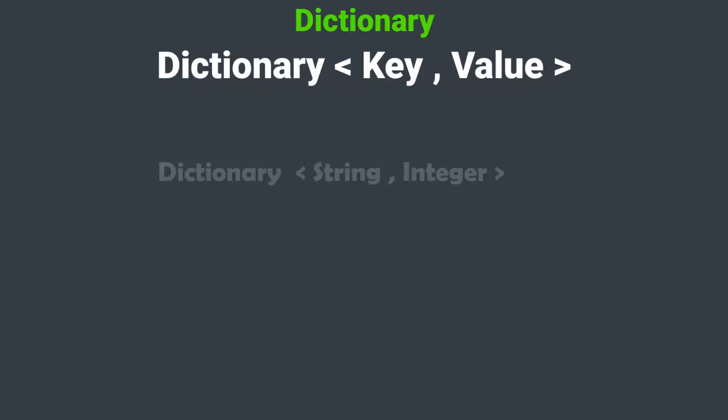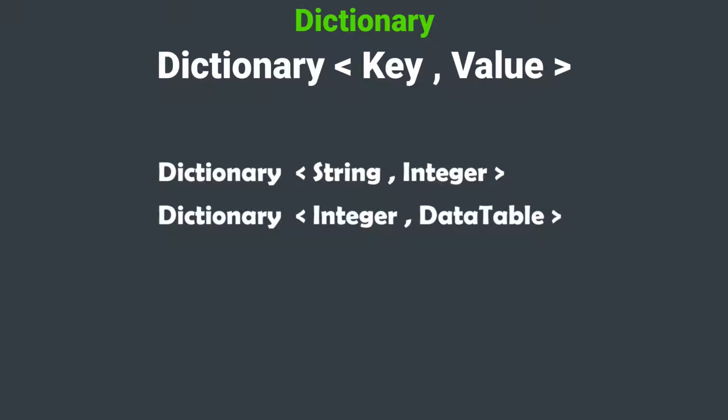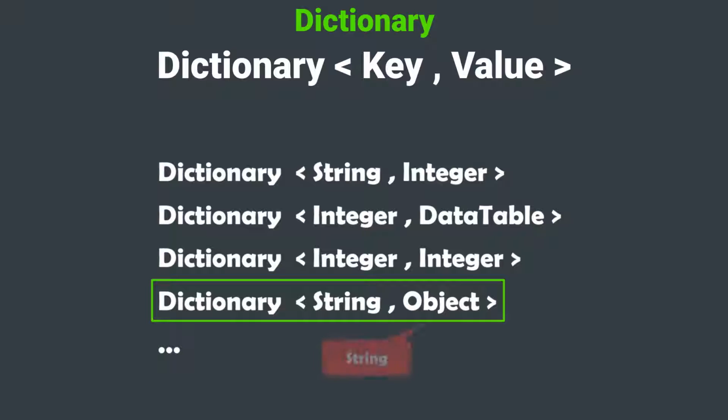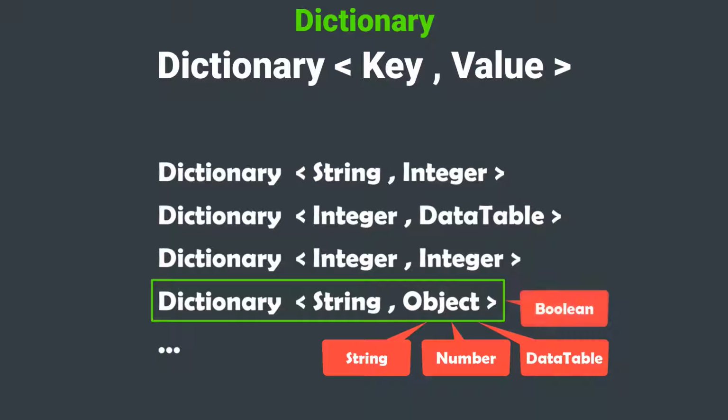For example, key is string and value is integer. Key is integer and value is DataTable. Key is integer and value is integer. Key is string and value is object. As you can see, you can put whatever suits you best. It is recommended that we use this combination. Key is string and value is object. In this case, the keys are texts. The values can be arbitrary at this point. This means that we can not only store the value as text, but also as number, data table, boolean, etc.